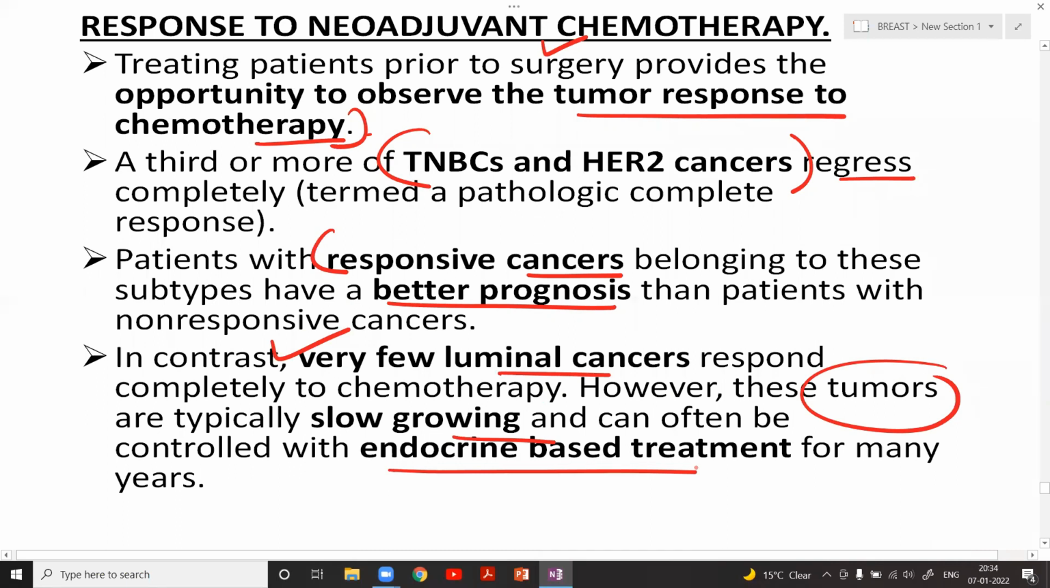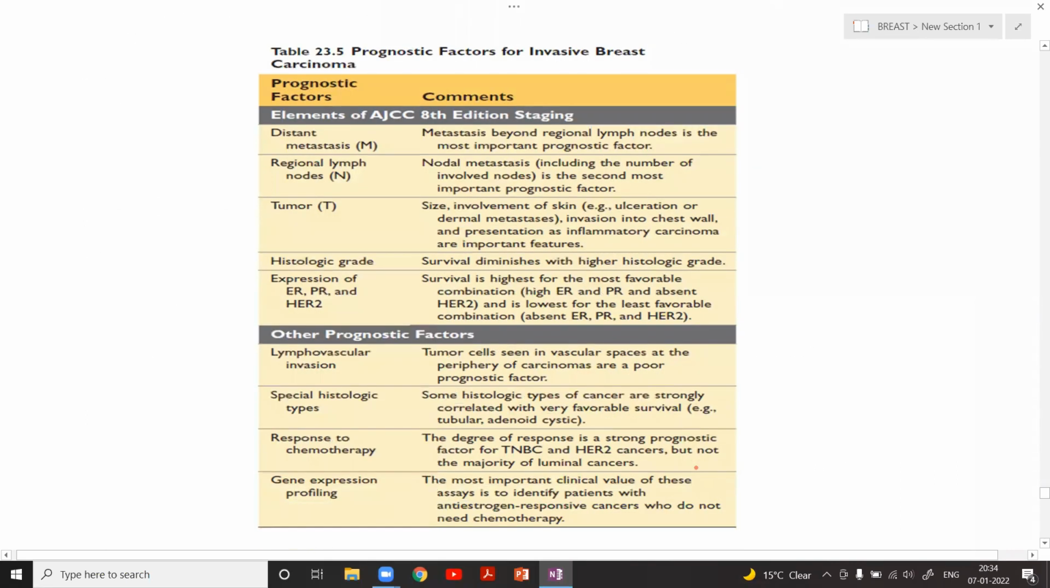that is anti-estrogen therapy. So the entire prognostic factor can be summarized in this particular way: distant metastasis, regional lymph node status, tumor status, histological grading. Yes, what was the name of the grading? Can anyone tell me what is the name of the histological grade used in breast carcinoma?